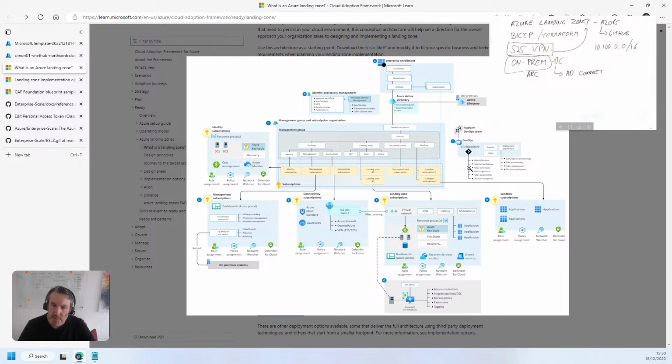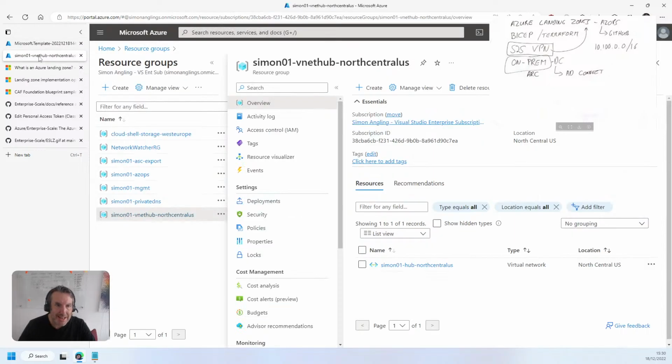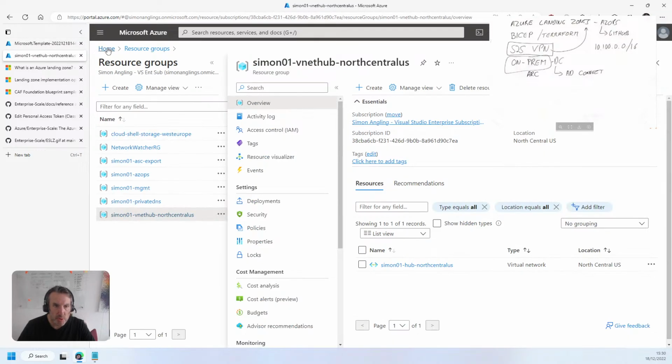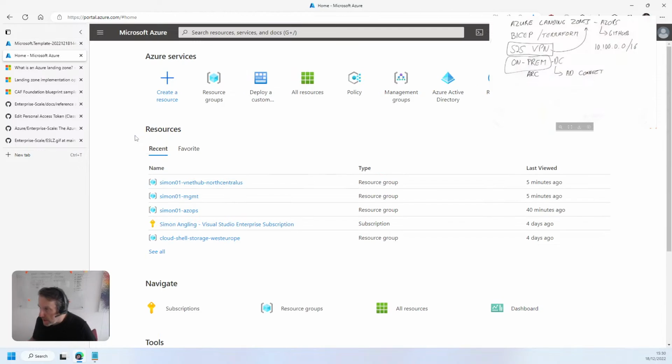So what we've done is we've deployed this using the landing zone accelerator, which is available in the Azure portal. And then what I want to look at is how to use Bicep. So we'll look at Bicep and Terraform. Those are the two because I need to spend more time looking at those and automating deployments.